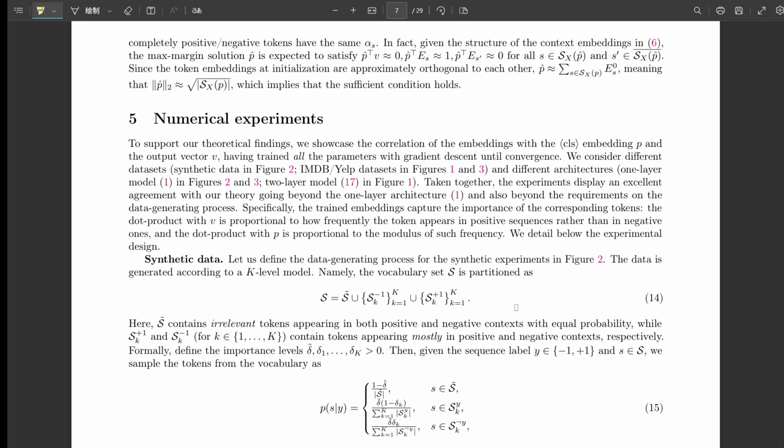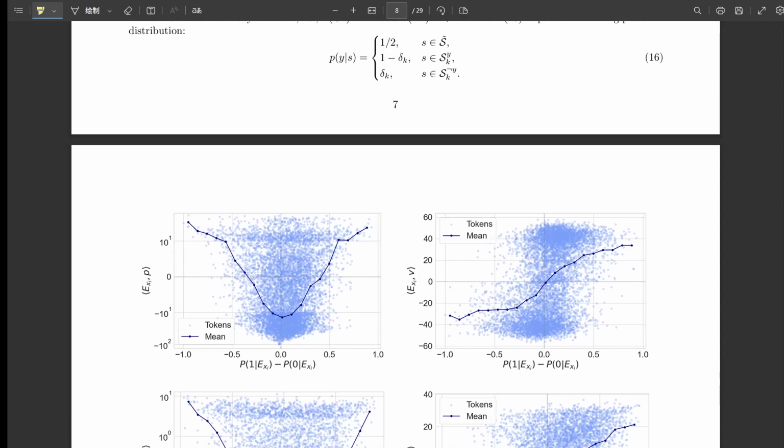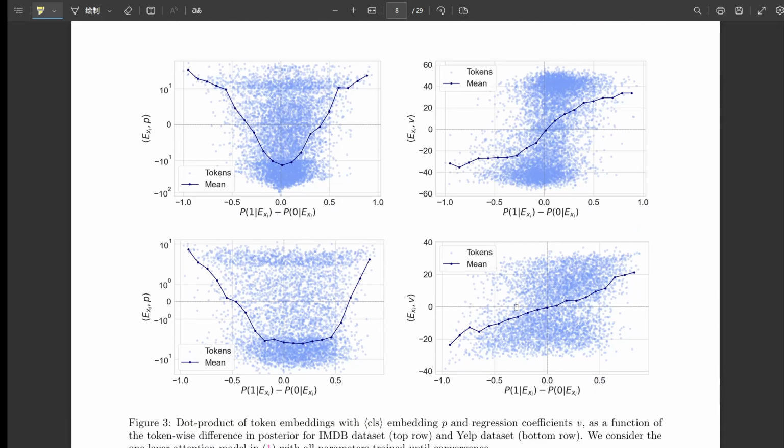If you look at their plots, particularly figures 2 and 3 for the one-layer model, they plot the dot products. The dot product between a trained token embedding xe and the output vector v shows a clear linear relationship with the signed frequency, that os value. Positive tokens align positively, negative ones negatively. Right, matching that very first gradient step theory.